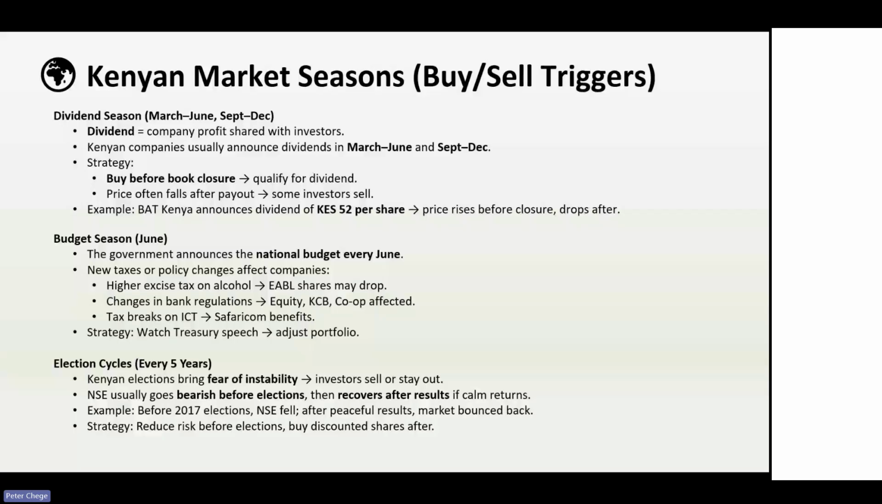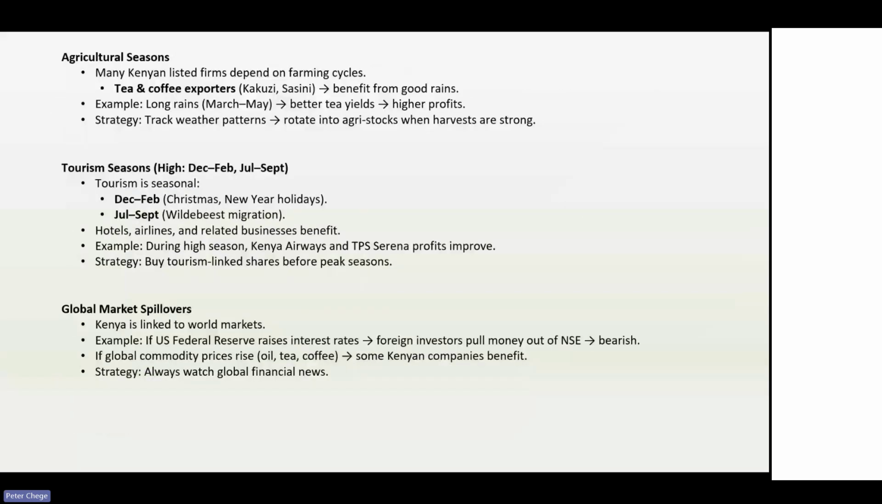Then you have agriculture seasons. It may sound funny how agriculture can play in the market, but remember there are stocks listed in the agriculture sector. When it is time for rains, remember tea is up. December, coffee. So you expect Kakuzi, Sasini, Williamson Tea, Kapchorua to make good gains.